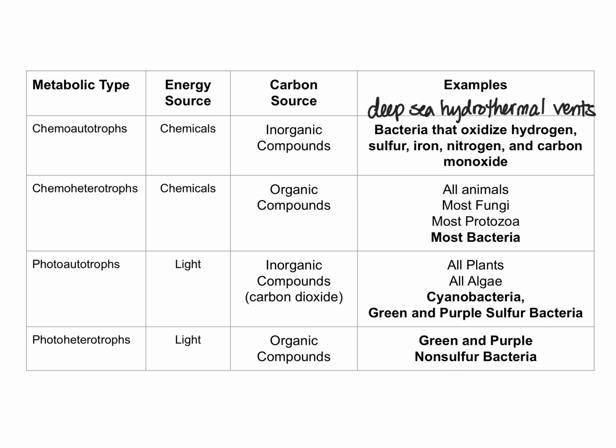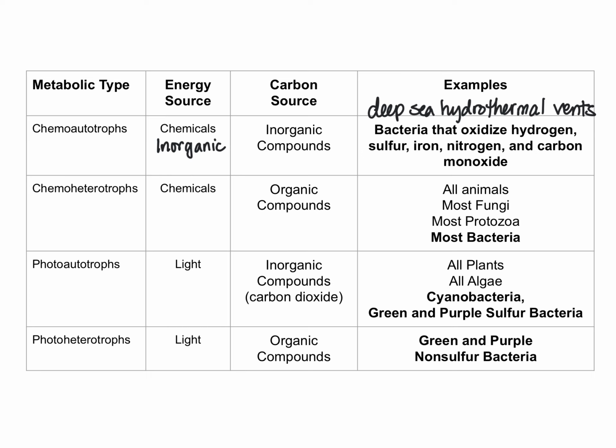These deep sea hydrothermal vents are an ecosystem that does not have access to sunlight. They're very deep in the sea, so light doesn't reach that far. So these organisms cannot be photoautotrophs, but they can be chemoautotrophs. And when we say chemicals, most of their energy comes from inorganic chemicals found near these deep sea hydrothermal vents.